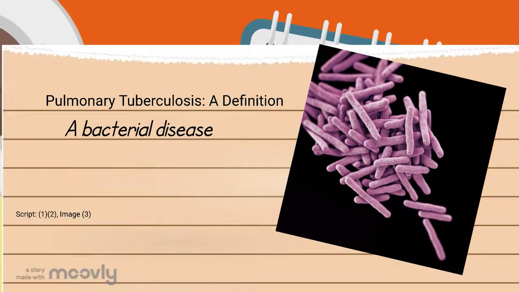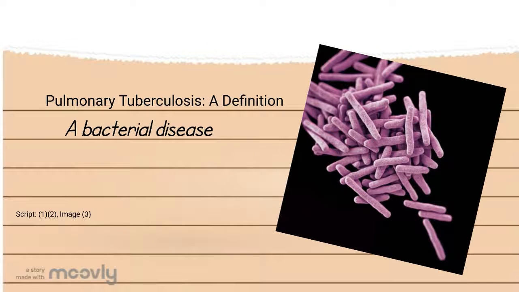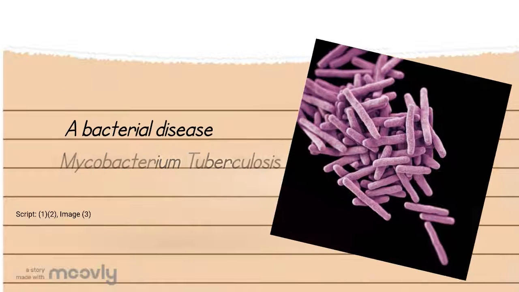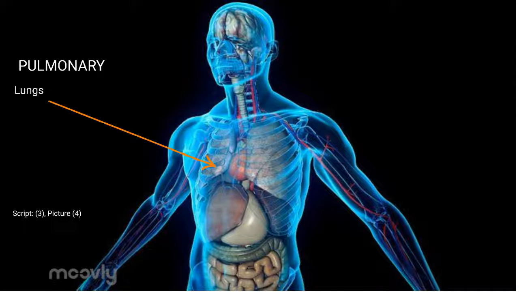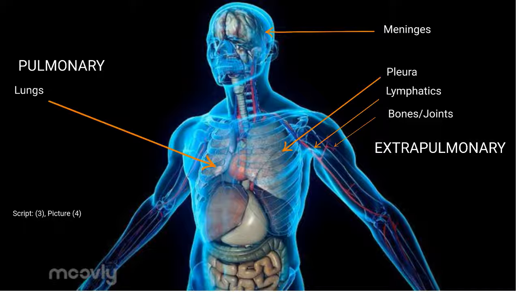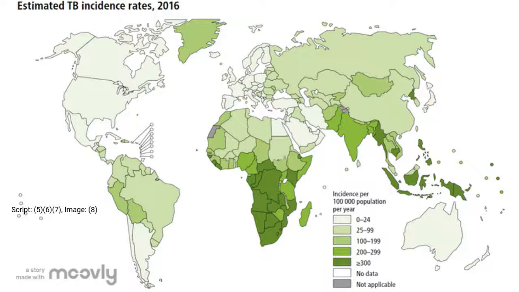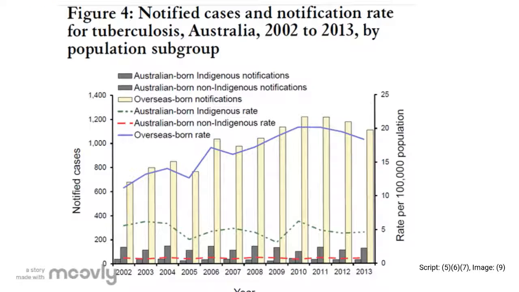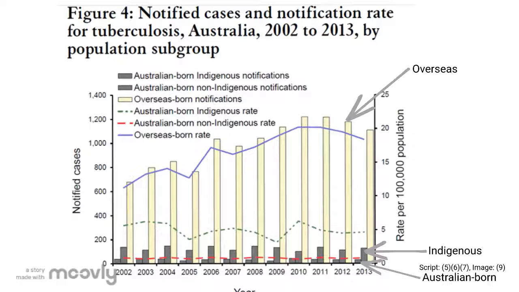Pulmonary tuberculosis is a bacterial disease caused by infection with Mycobacterium tuberculosis. It commonly affects a person's lungs, causing damage to the tissues, but can also spread to other organs to cause extrapulmonary TB. Despite being one of the top 10 global causes of death, Australia has one of the lowest incident rates of TB in the world. In 2017, only 1,425 new cases were reported. However, the rate of TB is 4 times higher in the Indigenous Australian population and 18 times higher in the overseas population compared to that of Australian-born.